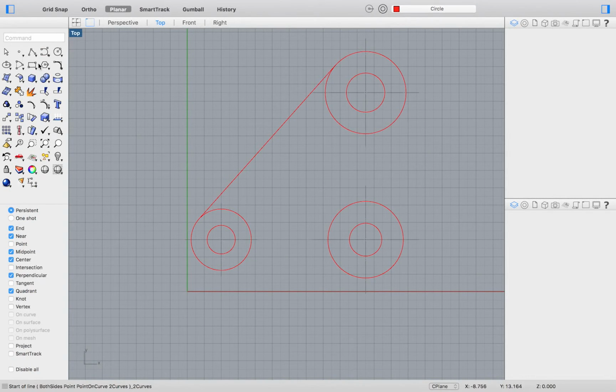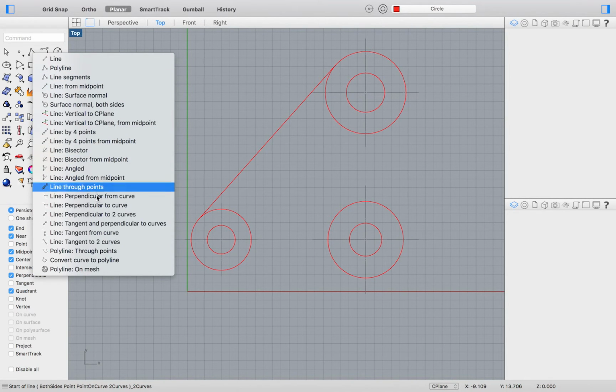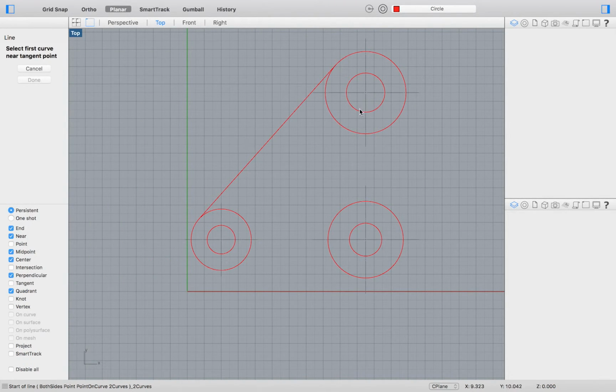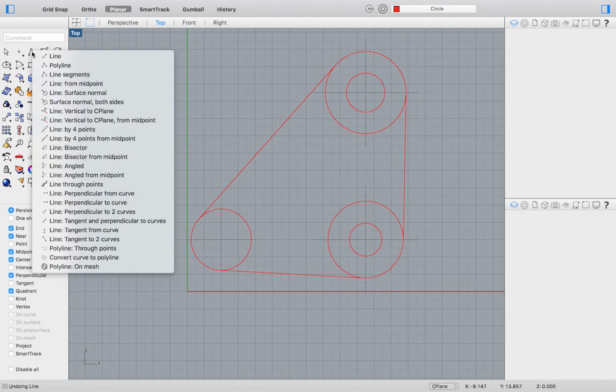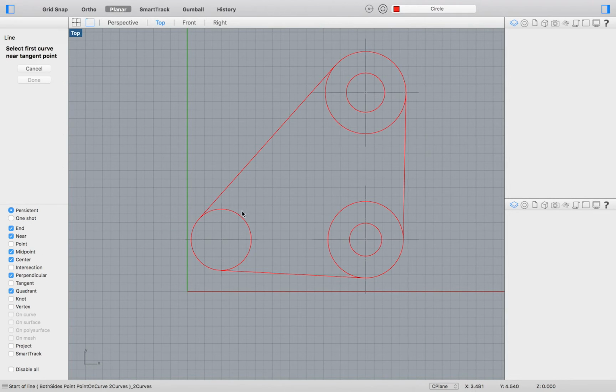To draw a line that is perfectly tangent to two curves, simply click and hold your line tool and select the one labeled line tangent to two curves. Then select the two curves you would like your line to be drawn to. Keep in mind, it is possible to select the other side of your circle, so you may draw a line that is tangent to either side of each circle. Unfortunately, that is all exercise 26 has to offer us.